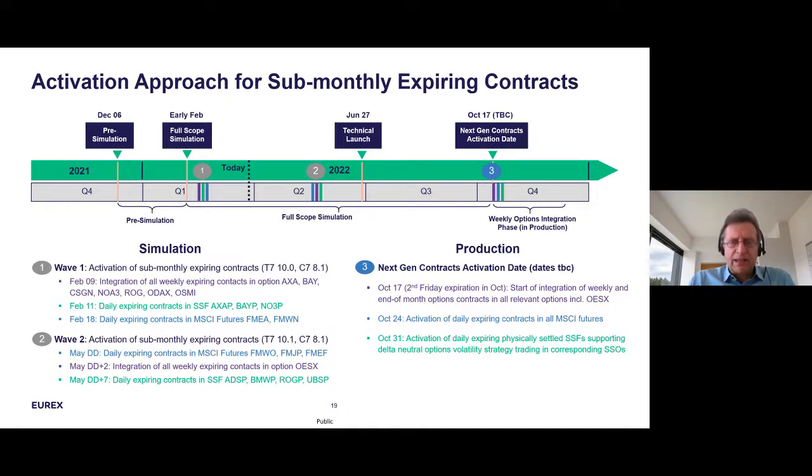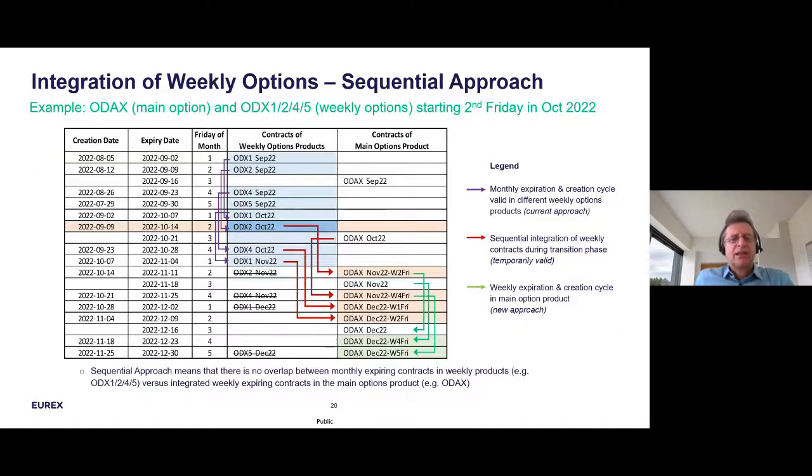As already indicated, there are a little bit more details to be mentioned for the integration of weekly options. Can we please go to the next page, which outlines the example of the options on the DAX. What you see here is the usual weekly option products in the blue cells of this slide. So we have ODX1 for the first Friday options, ODX2 for the second Friday options, and so on.